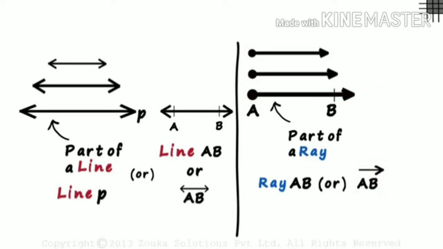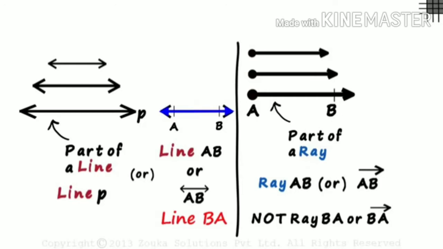It's a bit ironical, but the point at which the ray begins is called the endpoint of the ray. Here, A is the endpoint of this ray, which means it cannot be written as ray BA or BA with a tiny ray over it. But line AB can also be written as line BA. We just need to be careful when we are dealing with a ray.